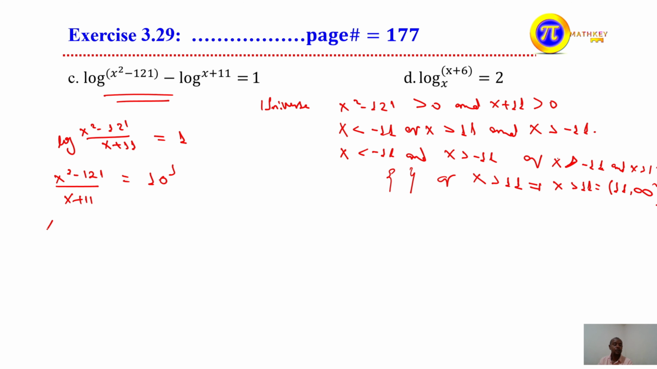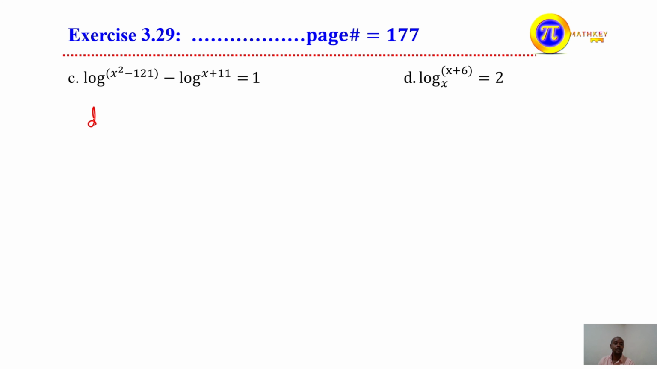What does it imply? This means x minus 11 times x plus 11 divided by x plus 11 is equal to 10. Cancel this by this one. The other is x minus 11 equals 10. What is x? x is equal to 21. So the value of x is 21. Is it in the interval? Yes, 21 is between 11 and positive infinity.